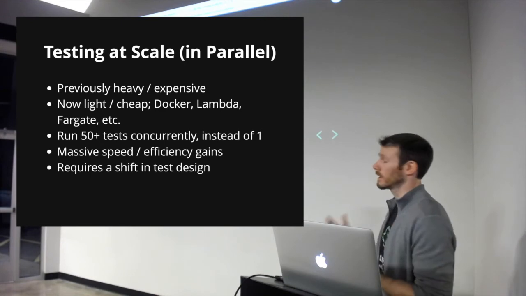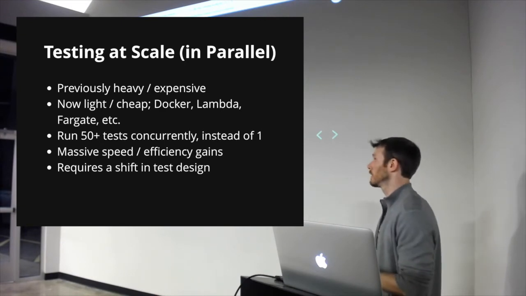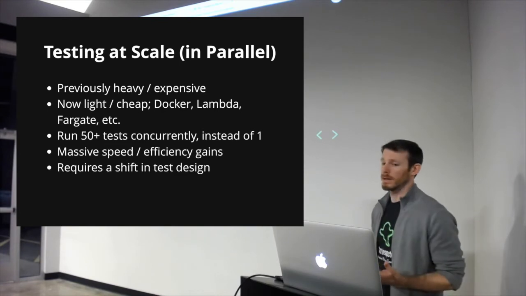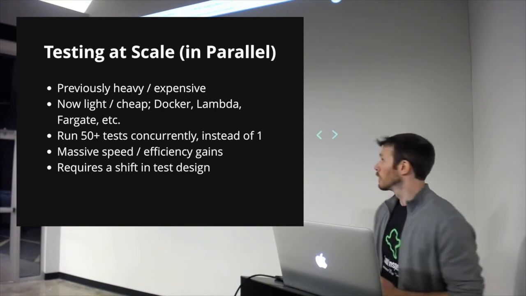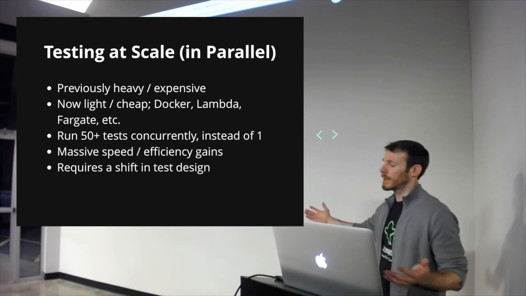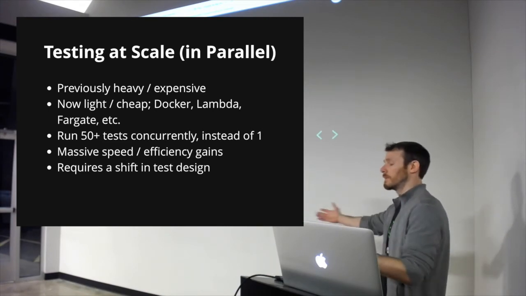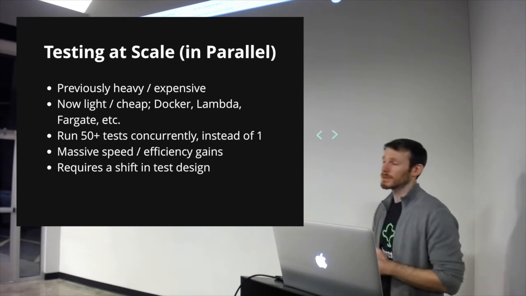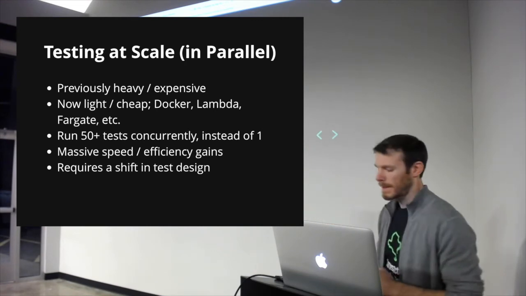And you find yourself in this situation now where you may have the ability to run 50 tests at a time in parallel instead of one, which can net you huge speed benefits, right? If you've got 50 tests and they all take a minute and you run them all at once, that's 1 minute. If you run them one by one, that's 50 minutes. That's a huge difference.